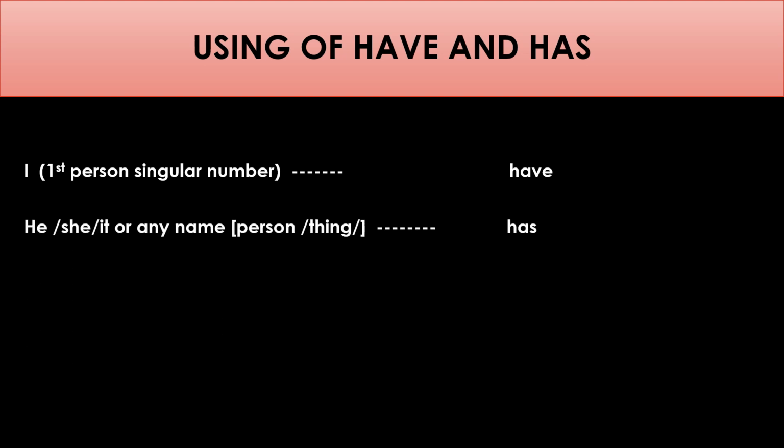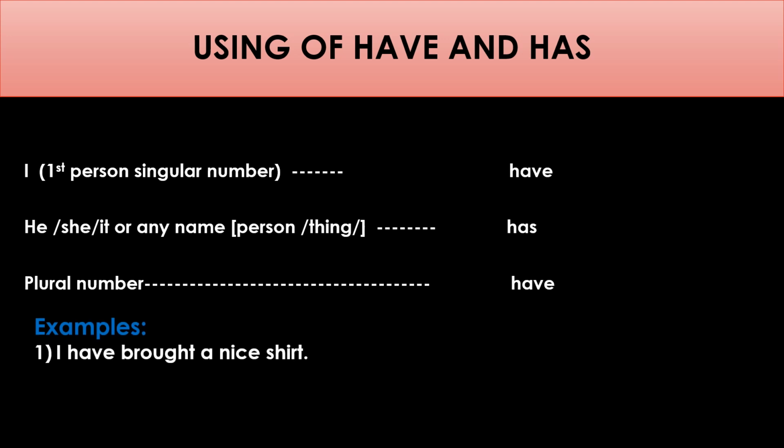And he, she, it, or any names, maybe a person's name, maybe a thing's name, then you have to use has. If a third person singular number comes as subject, then you have to use has. Then plural number, you know plural number. If the subject is in plural number, you have to use have after the subject. Look at the examples for better understanding.